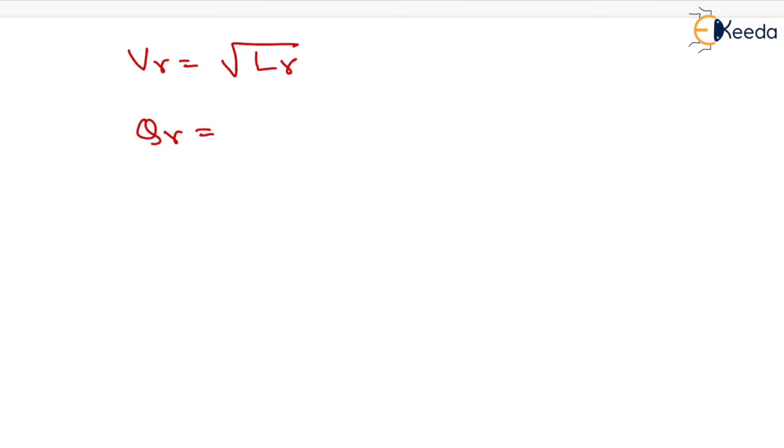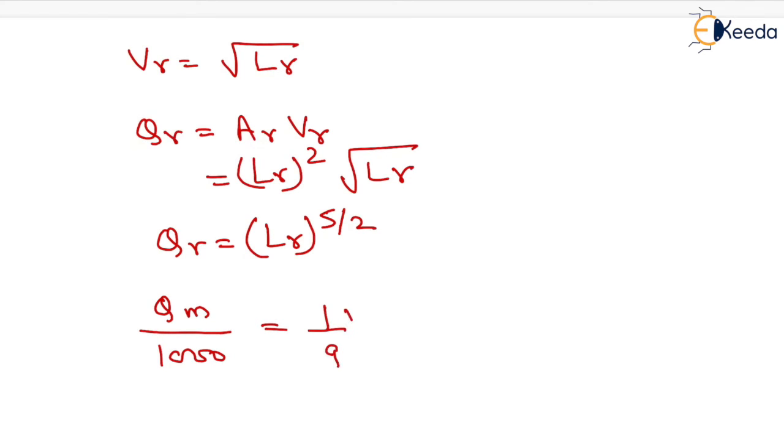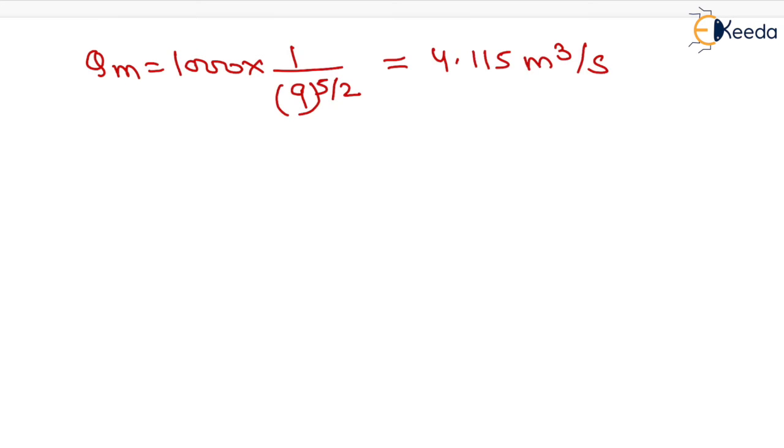Therefore discharge Qr will be equal to Ar into Vr. Now we know that Ar will be equal to Lr square and Vr will be equal to under root of Lr. On solving this, we will have Qr equal to Lr to the power 5/2. Now Qm, that is discharge for model, upon 1000 will be equal to (1/9) to the power 5/2. So Qm will be equal to 1000 into (1/9) to the power 5/2, which will be equal to 4.115 meter cube per second.